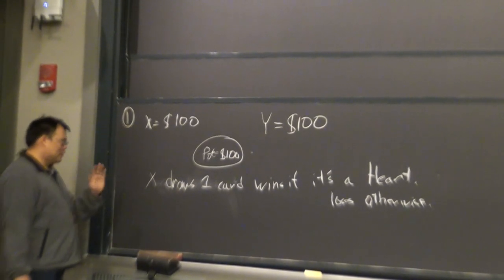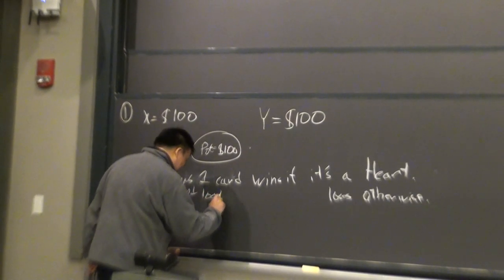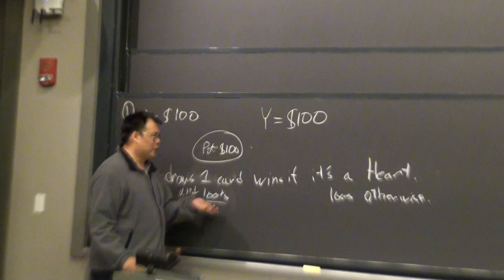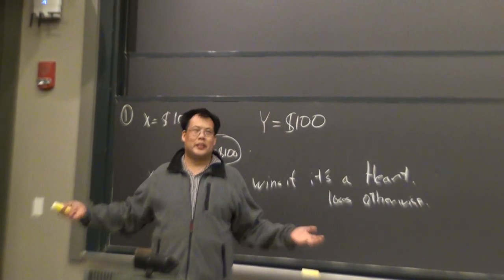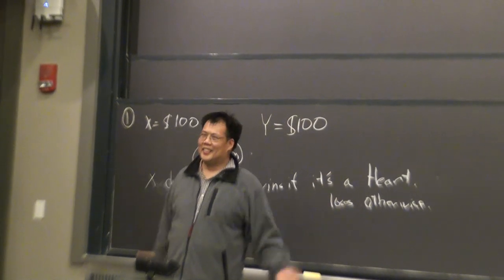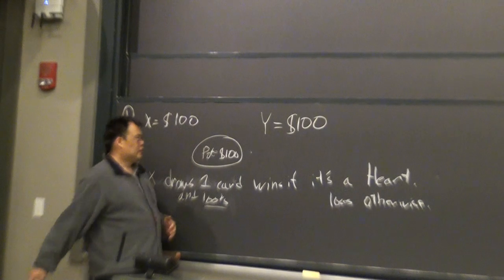So X draws one card and looks at it. And then there's one round of betting. So should Y ever bet? No, because X knows whether he wins or not, right? This is like a situation of betting the king. Okay, so Y shouldn't bet.